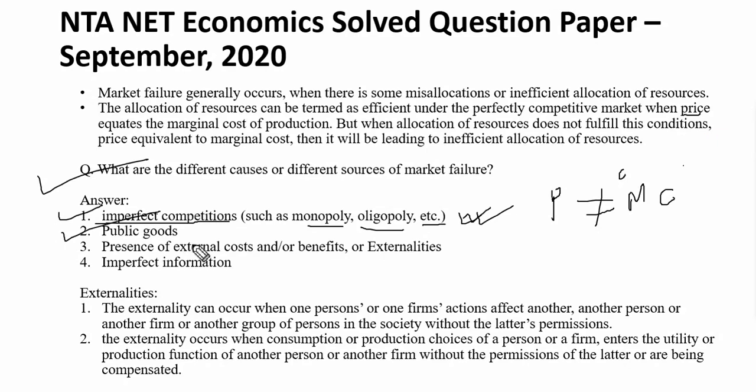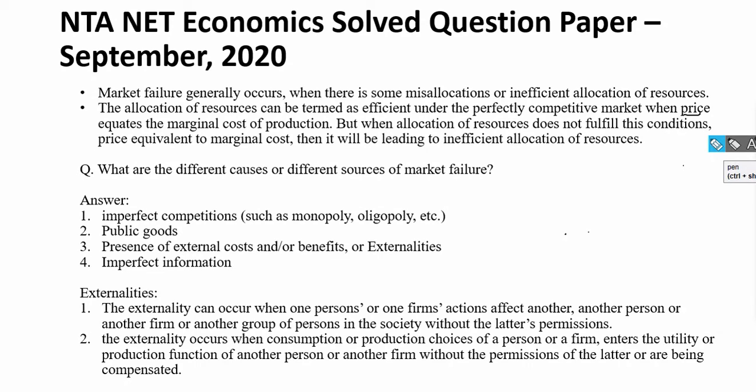Secondly, due to the presence of public goods, there is market failure, as for public goods, pricing does not occur. So there is no market for public goods. Fine. The third reason for market failure is the presence of external cost, or what we call externality. This term is very important. We will discuss it in some other video.